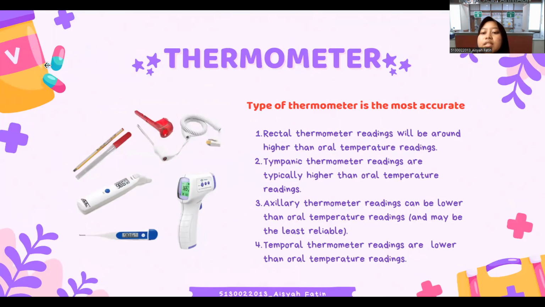Which type of thermometer is the most accurate? One, rectal thermometer readings will be around higher than oral temperature readings. Two, tympanic thermometer readings are typically higher than oral temperature readings. Three, axillary thermometer readings can be lower than oral temperature readings and may be the least reliable.